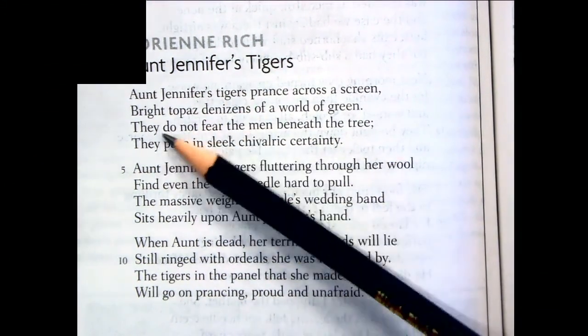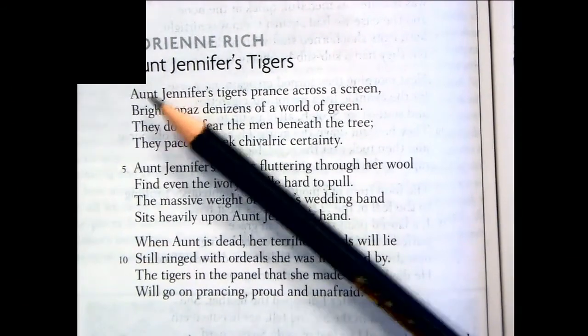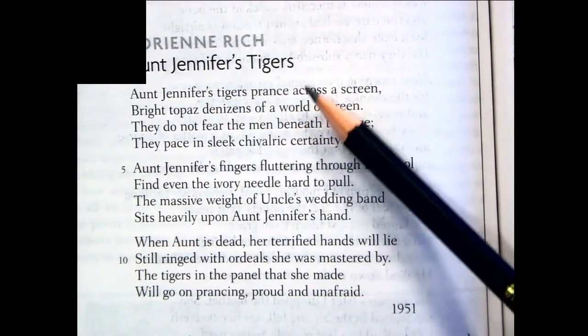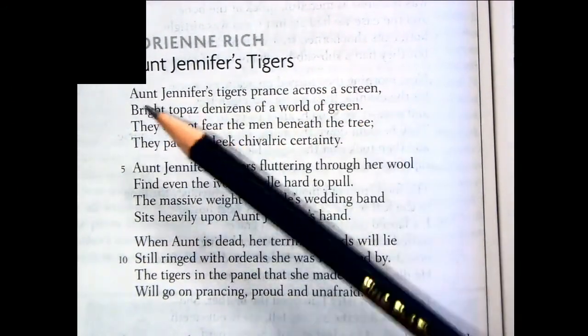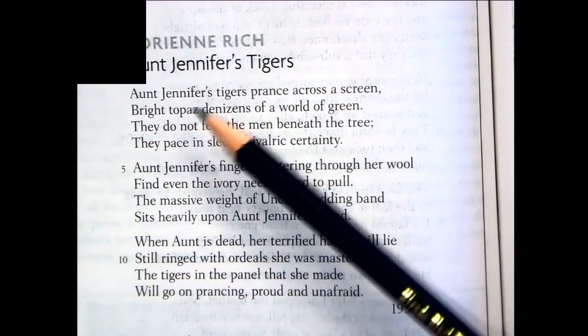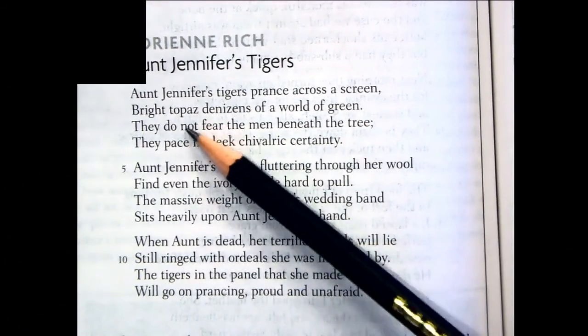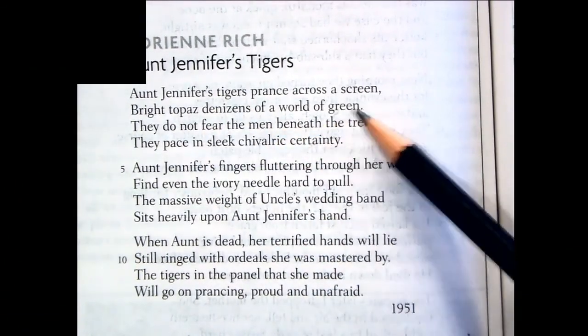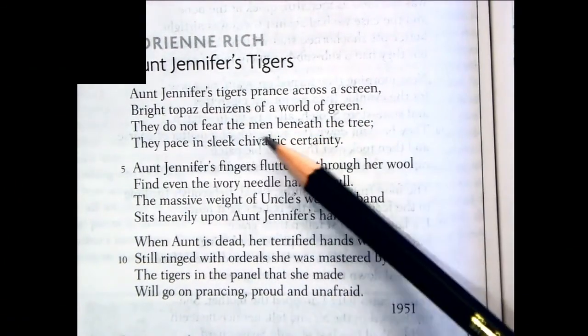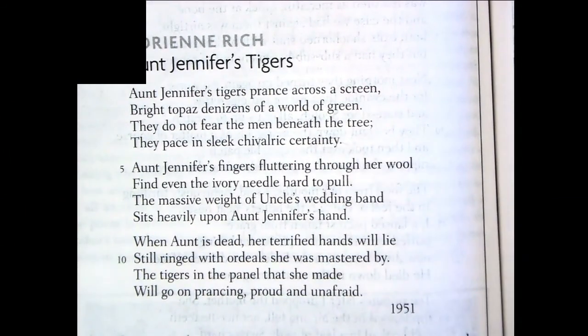It has a regular syllable count. The base unit is 10 to 12 syllables, right?